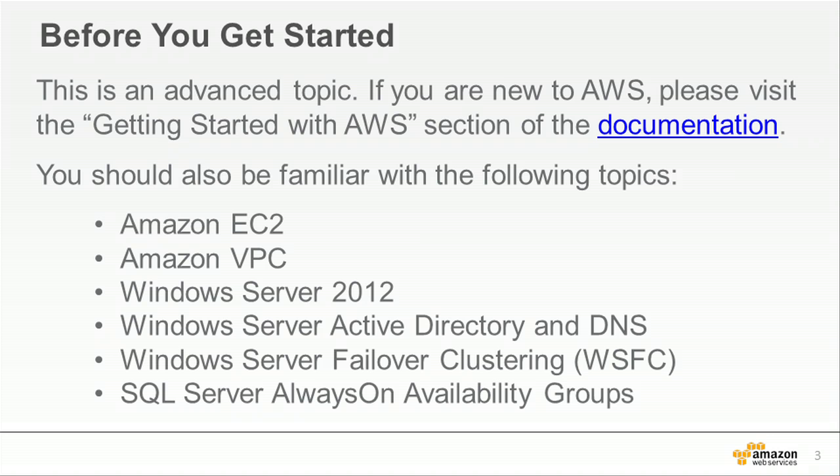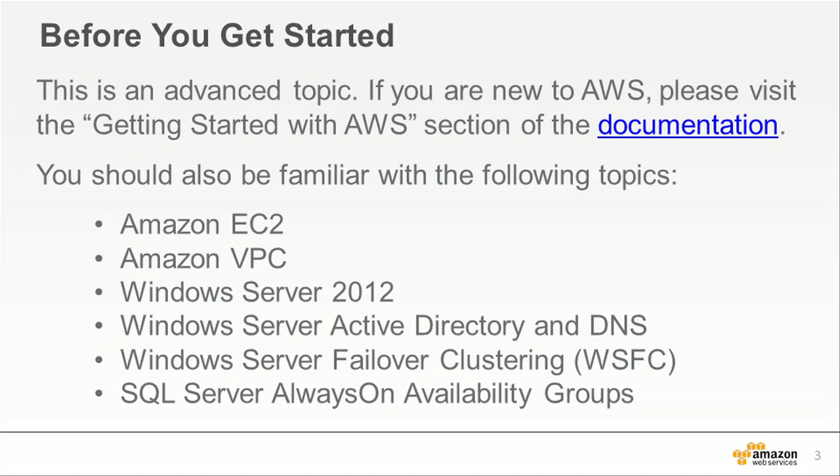Before we get started, it's important to note that this is a fairly advanced topic. If you're not familiar with AWS at all, there's a lot of groundwork you'd need to lay to really understand some of the components we're talking about here. We will dive in pretty deep and pretty quickly into some of the lower layers and automation capabilities of the platform. So if you're not familiar with, say, EC2 or VPC, or even the Microsoft technologies such as Windows Server Active Directory, DNS, failover clustering, or Always On groups, then these are things you're going to want to research.